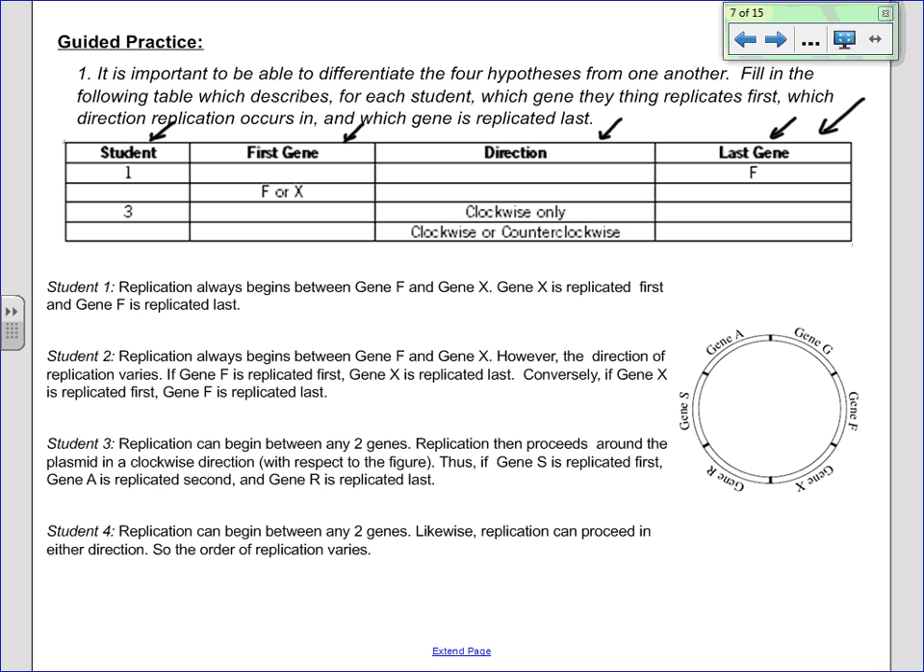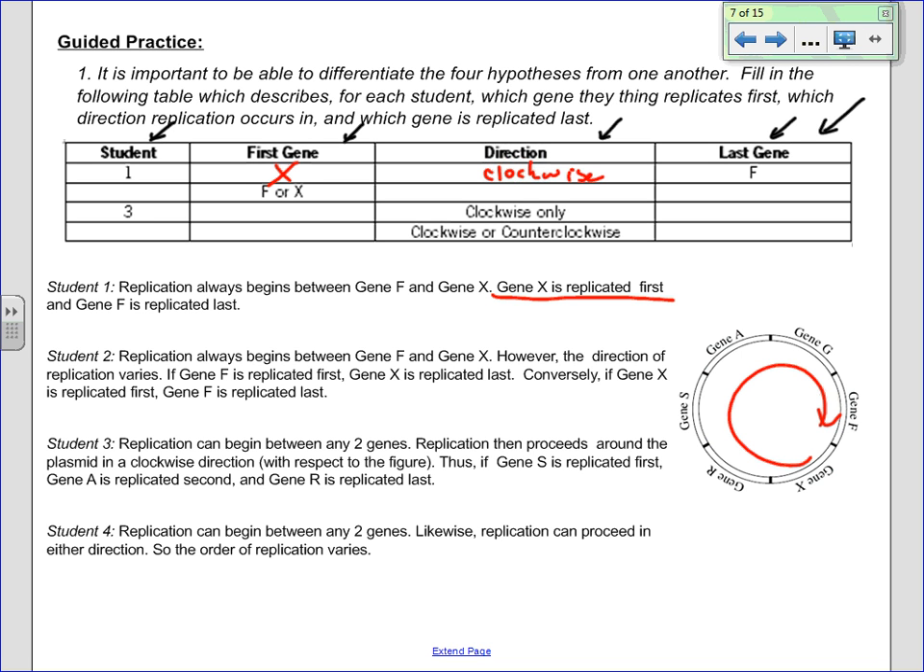All right, so if we start with student 1, student 1 says that the first gene has to be what? X. It has to be X. There's no ors or ifs or ands about this. X is replicated first. That's it. The direction it goes is which direction? Clockwise. Clockwise, and that's what we heard earlier. If it starts at X and ends at F, it has to go in a clockwise direction. And then the last gene has to be F.